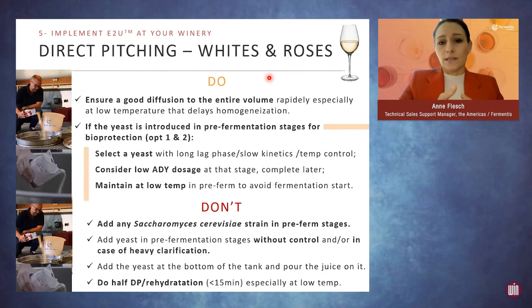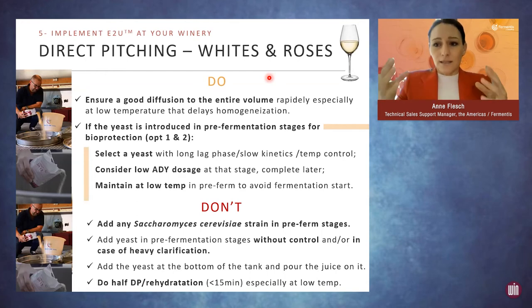If you are choosing a yeast for bioprotection, you really want to select the right yeast for you. We do have a recommendation for you: a yeast that has a long lag phase, low kinetics, that you're really going to be able to control so that the fermentation doesn't start, that only the yeast really colonize the media, but the fermentation doesn't start, and have really good control on the temperature. The recommendations here are the same as for red. I don't want to repeat myself.